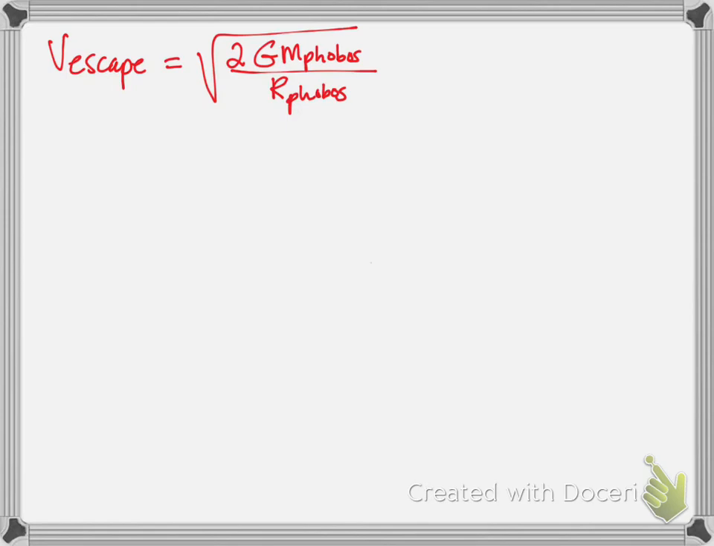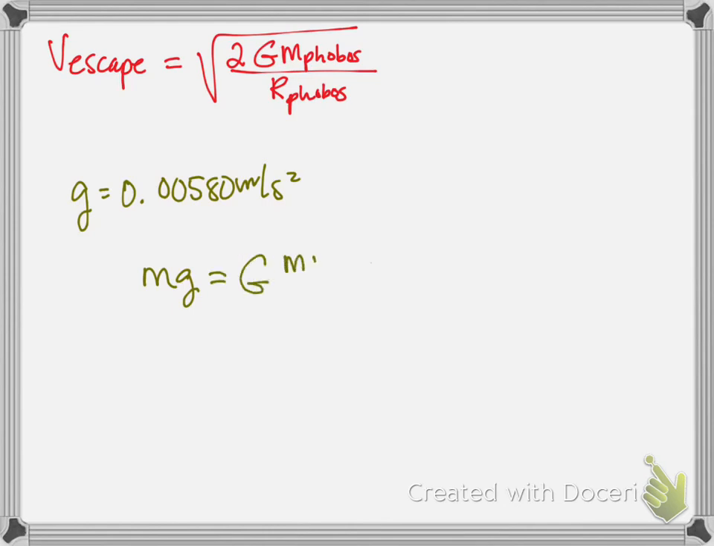What we do know about Phobos is little g, right? We're told that acceleration due to gravity on Phobos is very small, 0.00580 meters per second squared, so much less than here on Earth, which shouldn't be a surprise. Now, what else do we remember back from Unit 3? We remember that the weight of an object can be expressed a couple of different ways. One is little m times g, and one is big G, m of the object, m of the planet, or in this case a moon, over the radius of the planet squared. Okay, the mass of the object cancels out. So we can solve this.